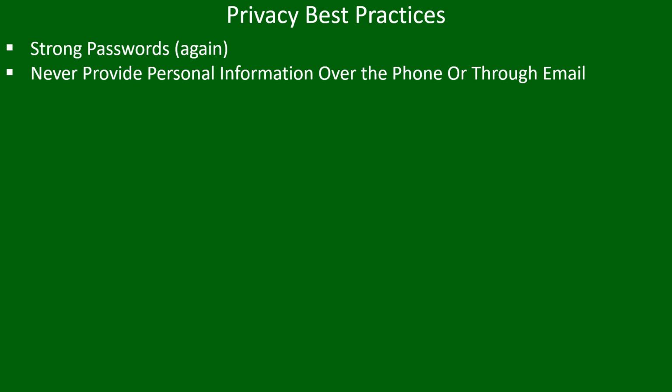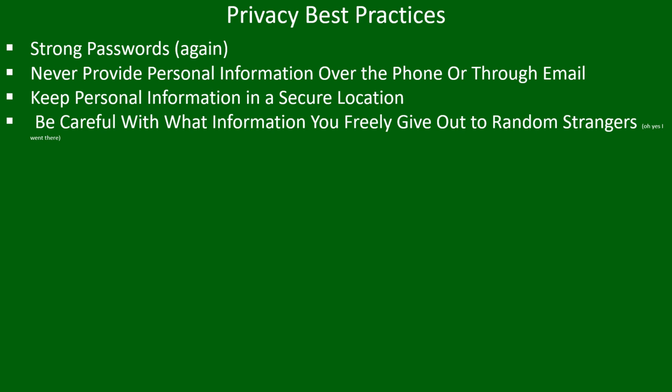Some of these best practices include: always use strong passwords for all accounts that have personal information on them. Never provide personal information over the phone or through an email message. Keep personal information in a secure location. As mentioned earlier, be careful with what information you post online on social networking sites and who can view it. You should install anti-spyware software on your PC, which will help keep your computer from getting infected with spyware.